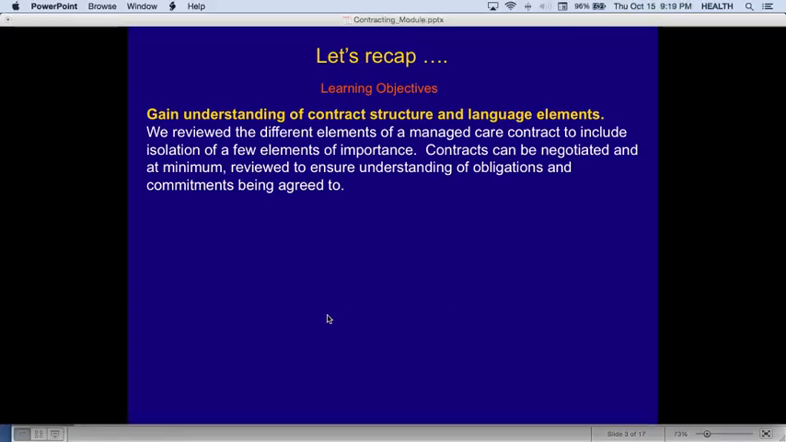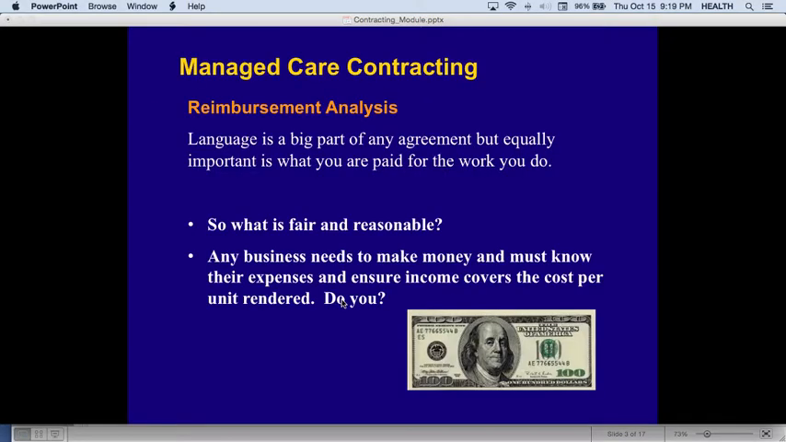So here we are, on our third objective under managed care contracting. The third objective said, hey, gain the ability to conduct a reimbursement analysis. Well, how much are you paying me? Because you know that's kind of an important part of the contract. So the language is a big part of the agreement, but equally important is what are we getting paid? So is it fair and reasonable?